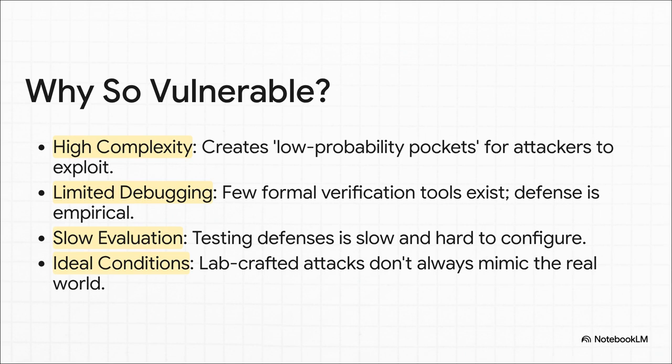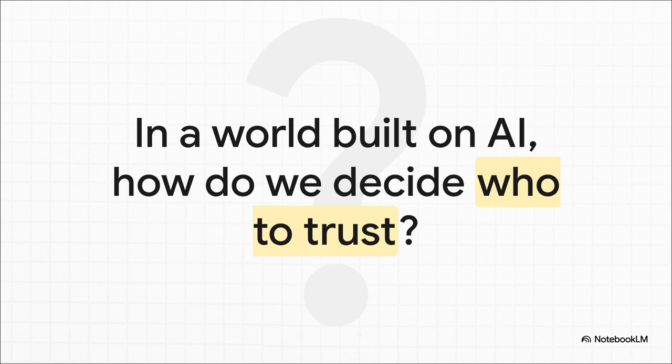On top of that, our debugging tools are still pretty limited, testing new defenses is really slow, and a lot of the attacks we see are cooked up in a lab, which isn't quite the same as the messy real world. So as we build more and more of our world on these foundations of artificial intelligence, in our hospitals, in our banks, in our cars, this secret war happening inside the machine suddenly becomes everyone's concern. And it leaves us with a really critical question for our future. In this new world, how do we decide who and what we can actually trust?